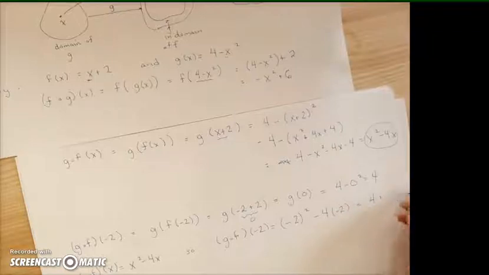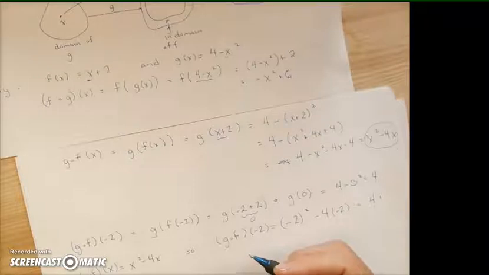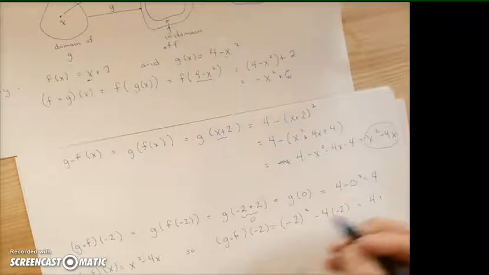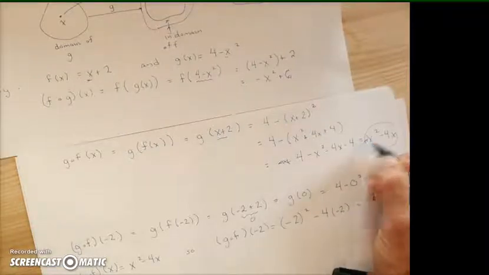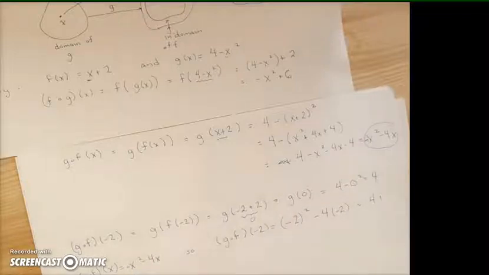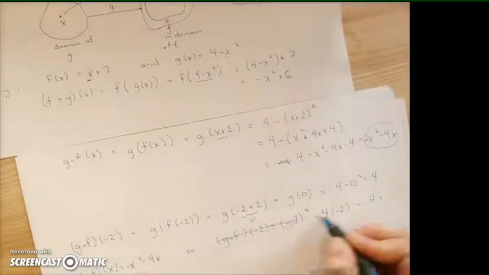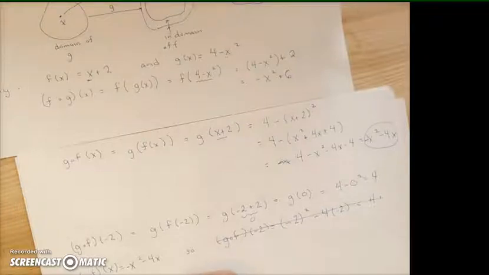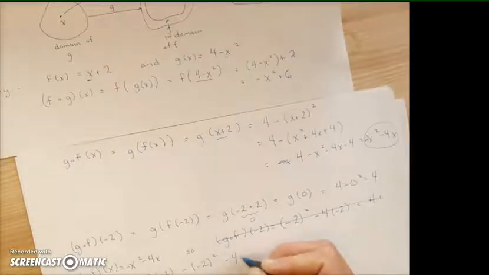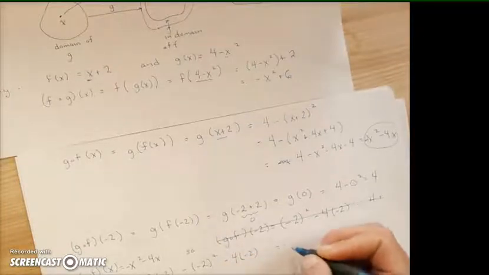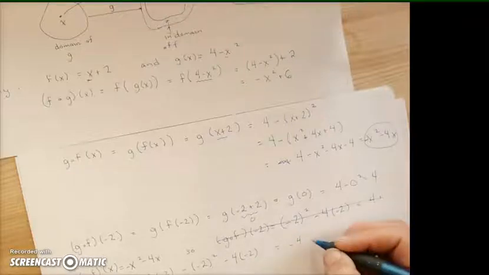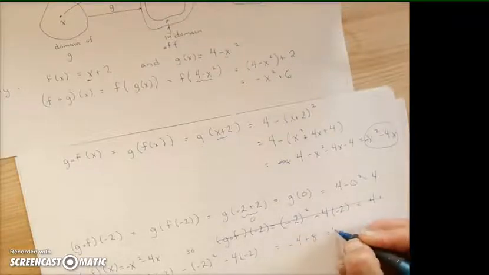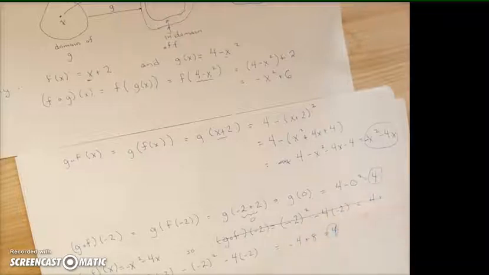Let's see, is that right? That's my mistake. This is negative x squared. So that's negative x squared minus 4x. Sorry. So then g of f of negative 2 is going to be negative 2 squared minus 4 times negative 2. So this is negative 4 plus 8, which is 4. So we get the same answer both ways.